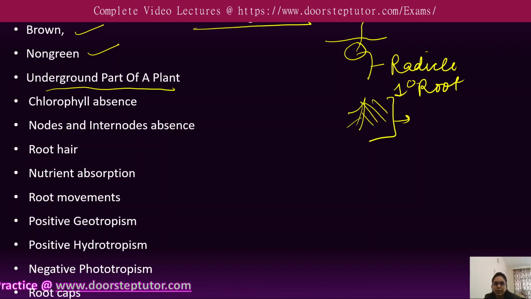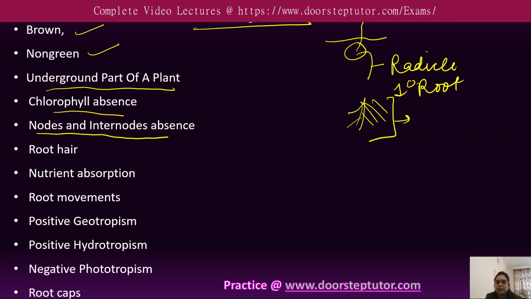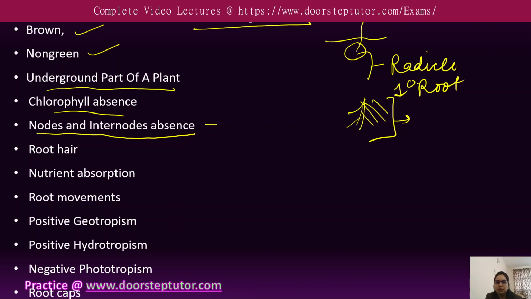Now, some more characteristics of the root: chlorophyll is absent in the root, because of which it is not green in color. Also, the nodes and internodes are absent. The nodes and internodes are a feature of what? It is a feature of the shoot system. So these nodes and internodes are absent in the root.